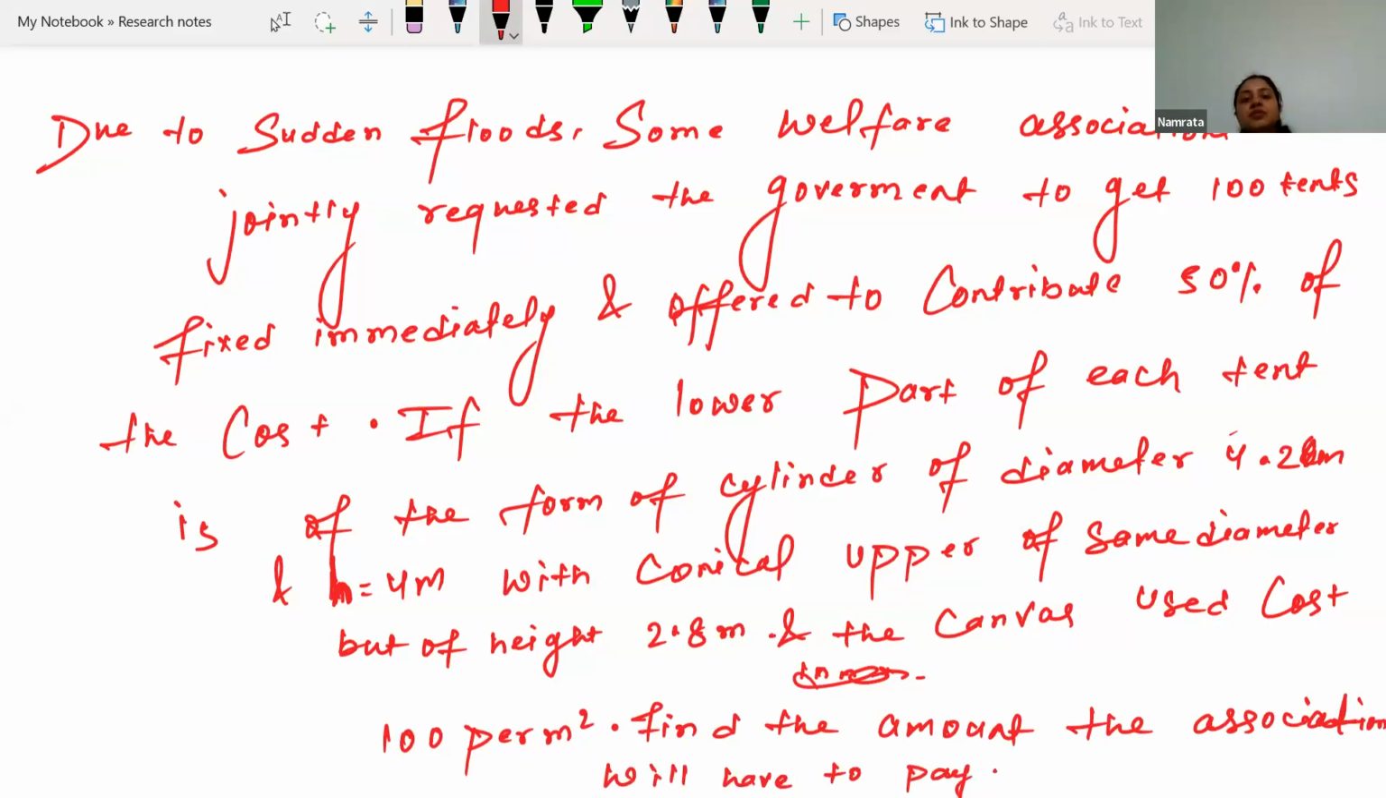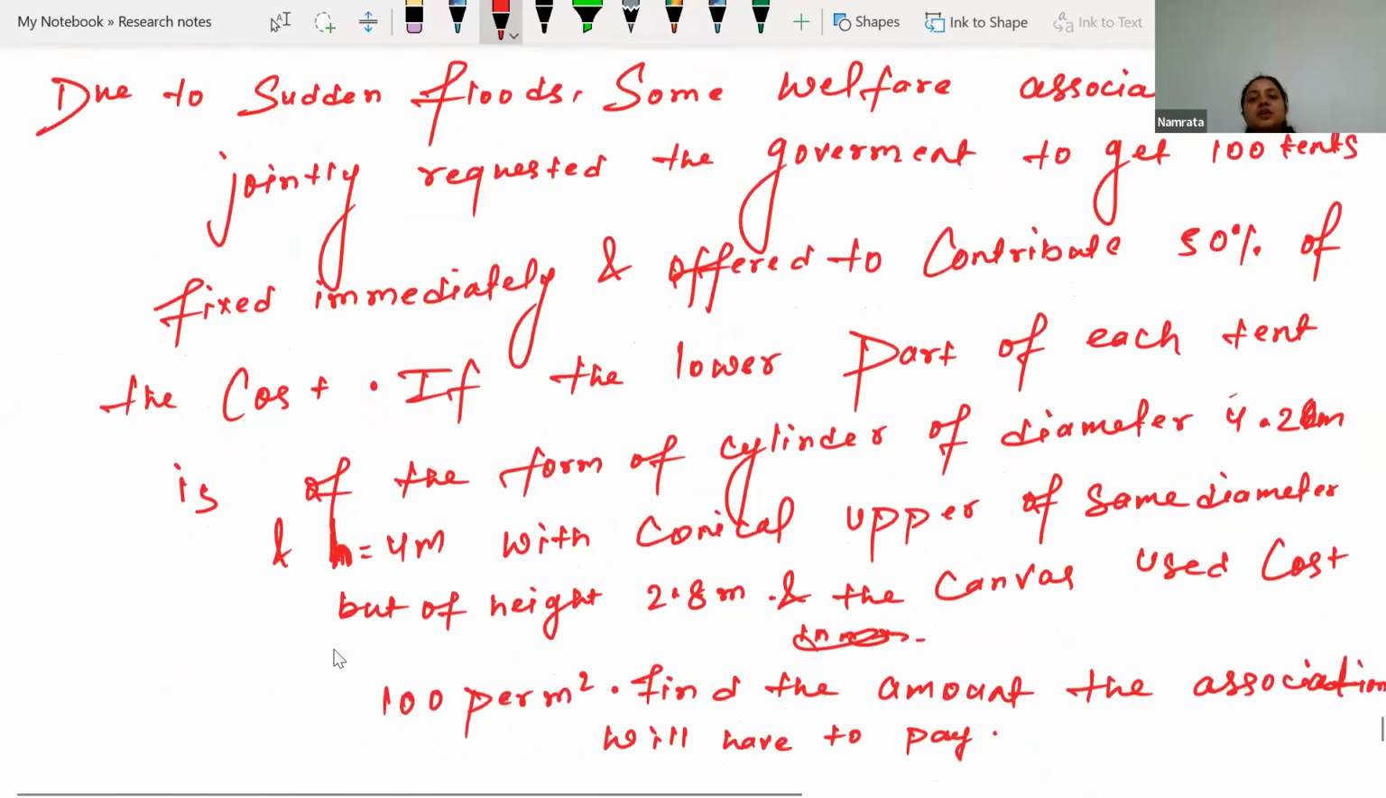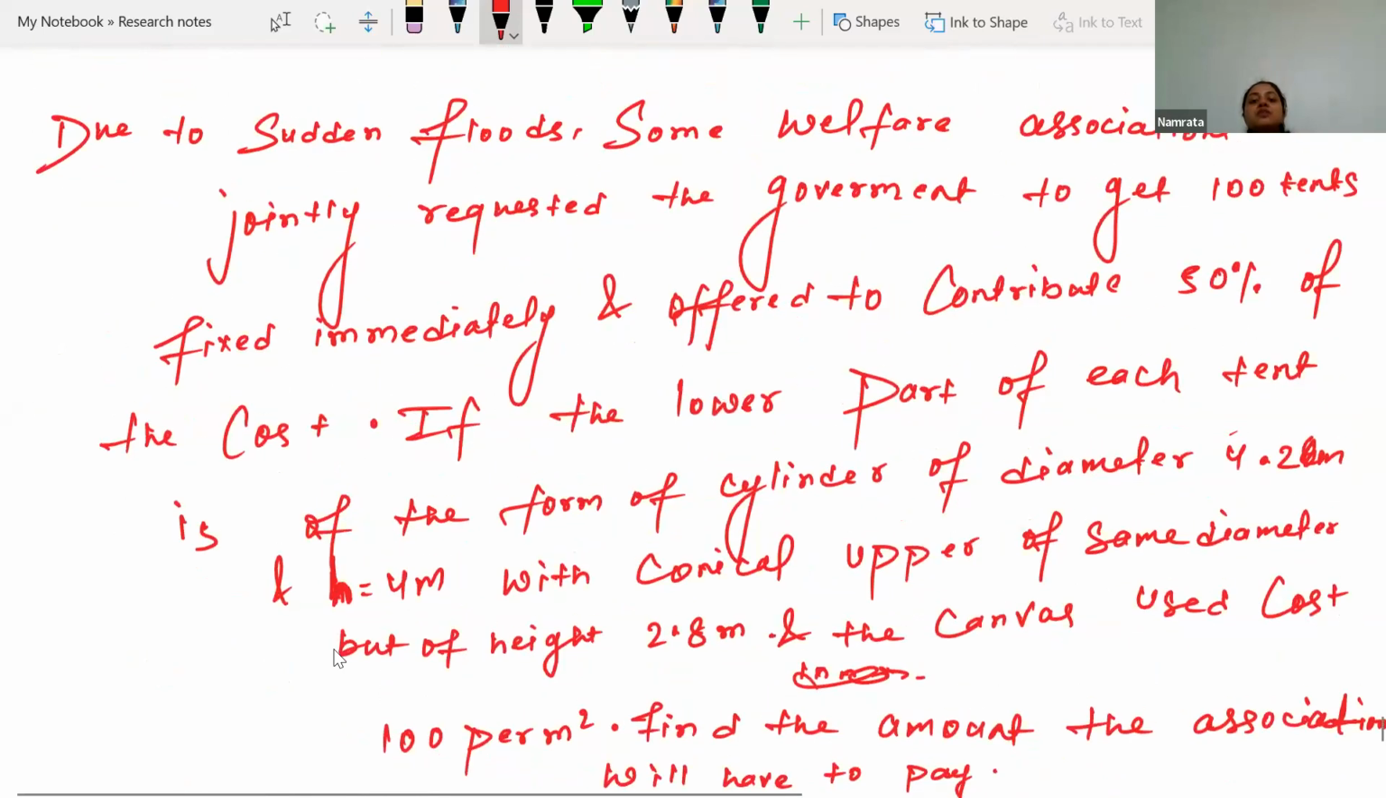Read it and tell me whether it is a tricky question due to the length of the question. Do you feel it will take a lot of time, or once you read it, is it just a very simple question like the previous one?